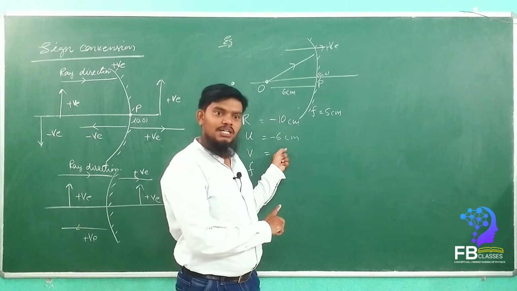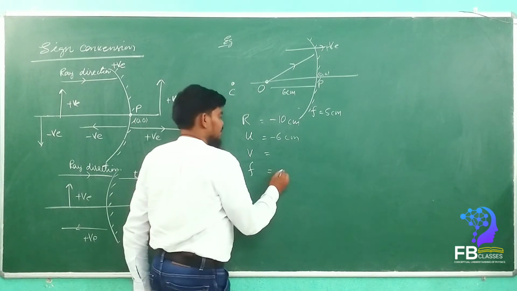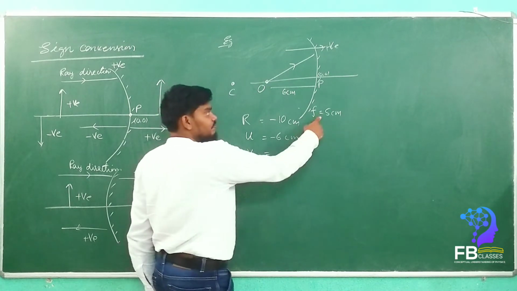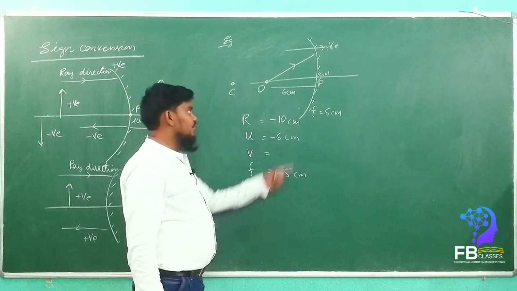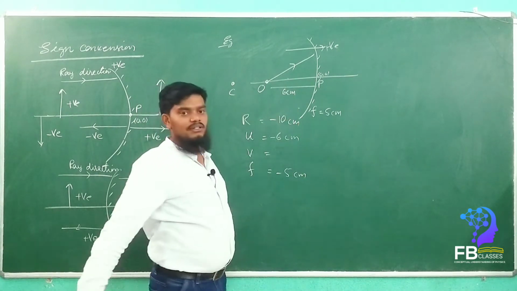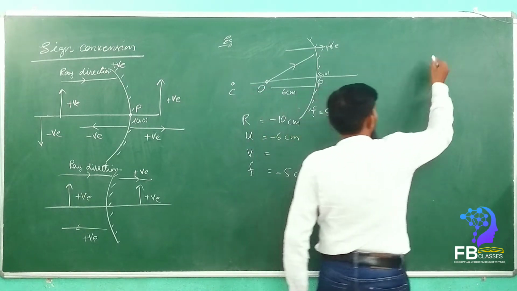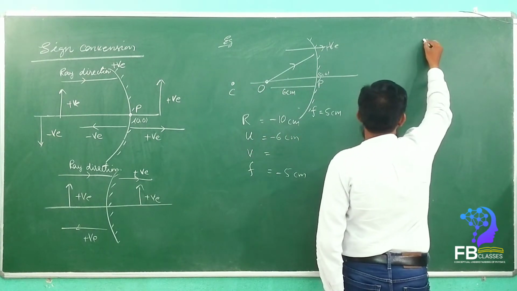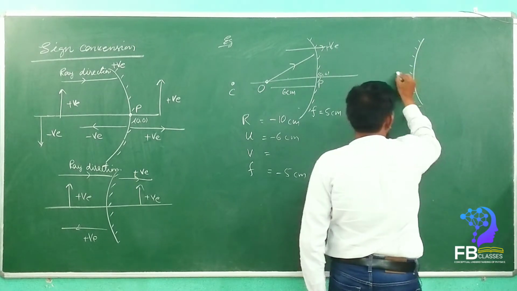We are going to learn the mirror formula. See here, F value is 5 centimeter. Is it positive or negative? Negative. Why? Because the principal focus will be on the left side of the mirror. Got it? So the same mirror, some students may also draw it like this.